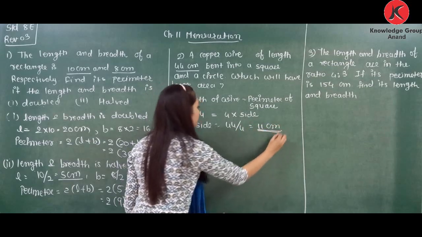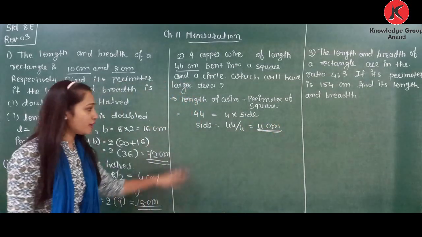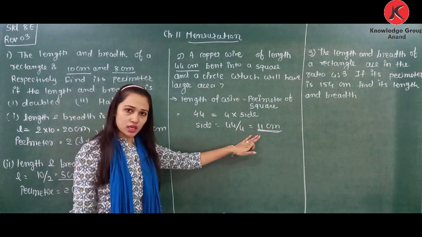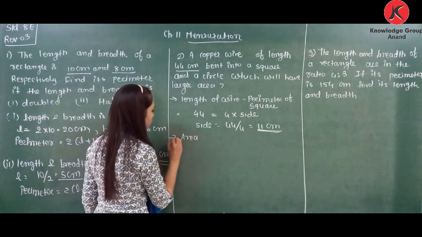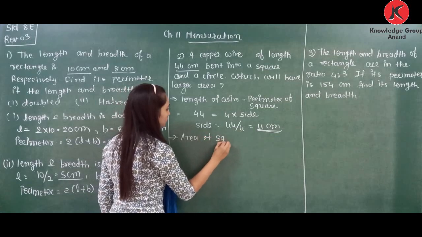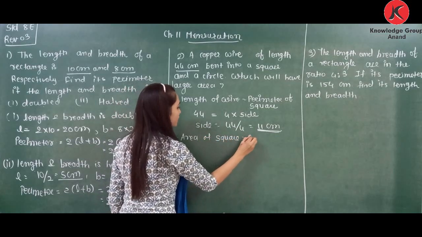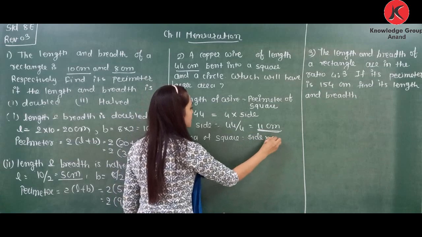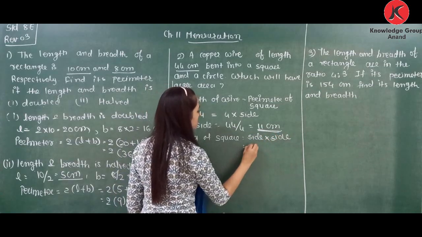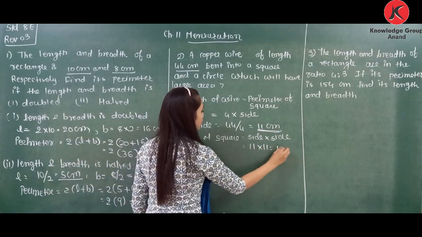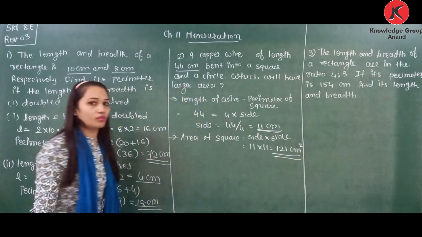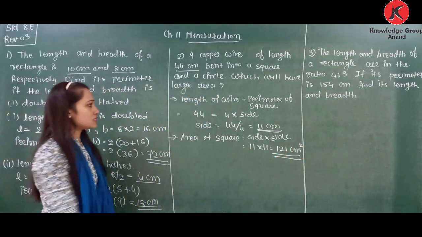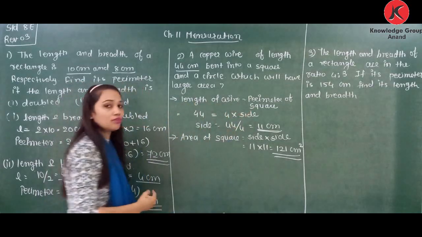Now we have a side. If we have the value of the side, we can find the area of a square. So area of a square is equal to side multiplied by side. That is 11 multiplied by 11 is 121 square centimeters. Clear?